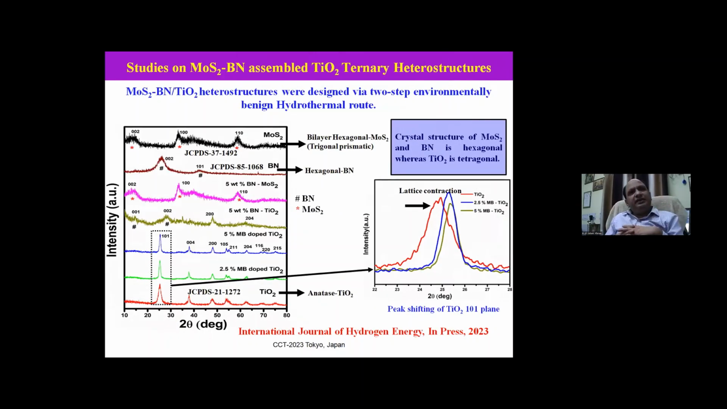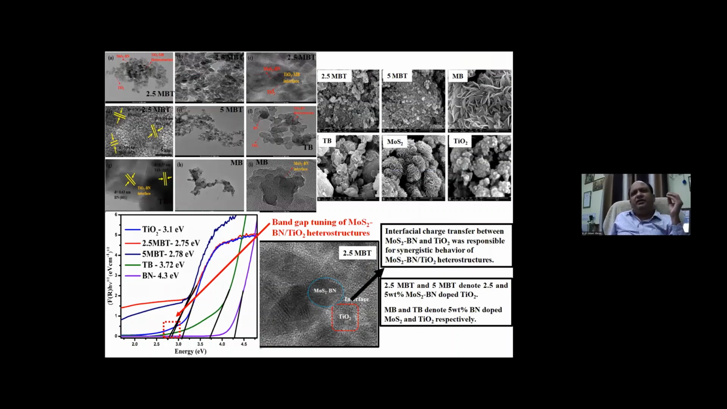Then we have designed the ternary heterostructures of molybdenum sulfide, boron nitride, and TiO2. The work is difficult. When you increase the layer upon layer, then we have been successful in designing these materials. Very recently, this paper was accepted in International Journal of Hydrogen Energy, and with the help of careful X-ray analysis, we have indexed the formation of the ternary heterostructure, and these are very detailed investigations of the electron microscopic studies.